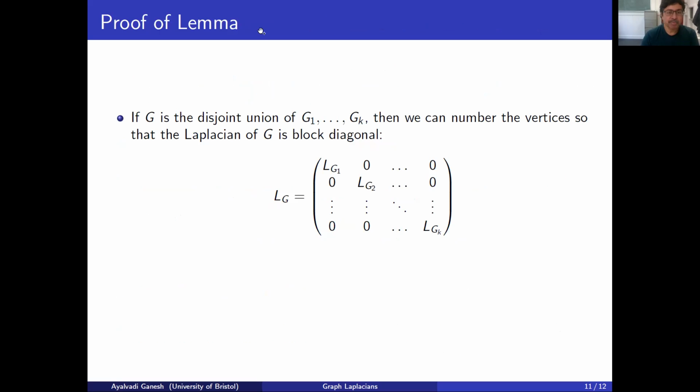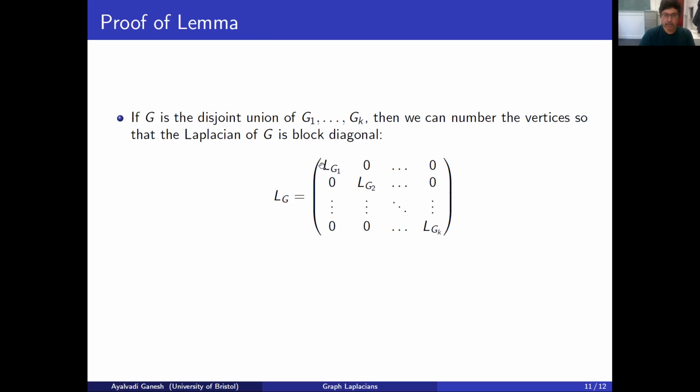Okay, so let's prove the lemma. If G is the disjoint union of these graphs, then let's number the vertices so that the vertices of G1 are written first, then the vertices of G2, and so on. If we do that, it's easy to see that the Laplacian of G has this block diagonal structure.